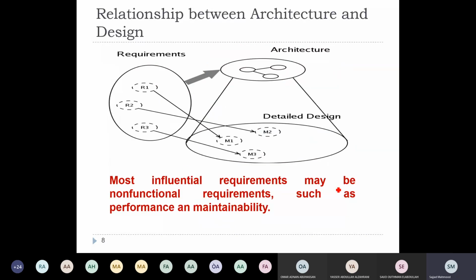Most influential requirements may be non-functional requirements such as performance and maintainability, right? As you guys also said in the beginning, your architectural decisions, which eventually will drive your detailed design, most of the time actually are influenced by your non-functional, or sometimes I call them quality requirements, right? As you guys said, maybe security is very critical. Hence, you will structure the application or you will select an architectural style which is suitable for it. And hence, your detailed design will reflect it.